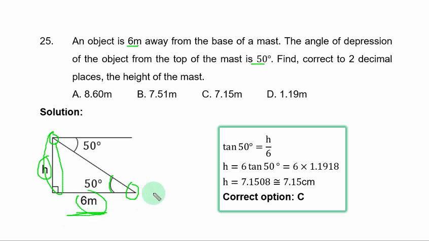That must be tan. So you have tan 50 degrees equal to opposite h over adjacent 6. You make h the subject, you have this result. That is 6 times 1.1918. Height is equal to 7.1508, approximately equal to 7.15. That is 2 decimal places. C is the correct option.